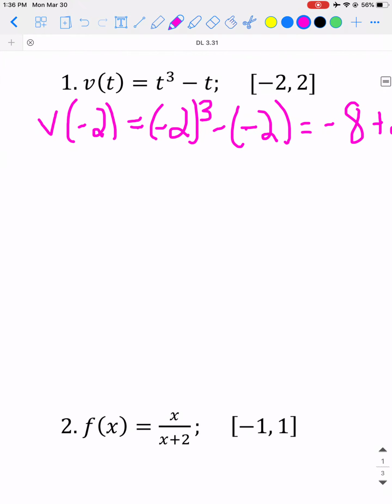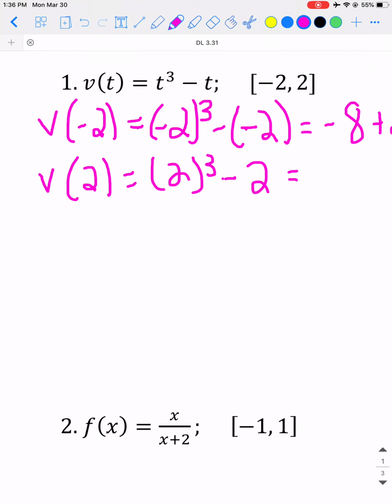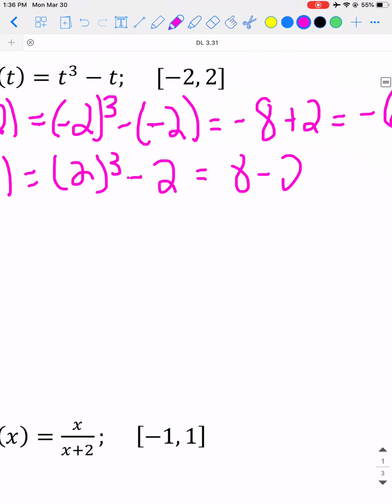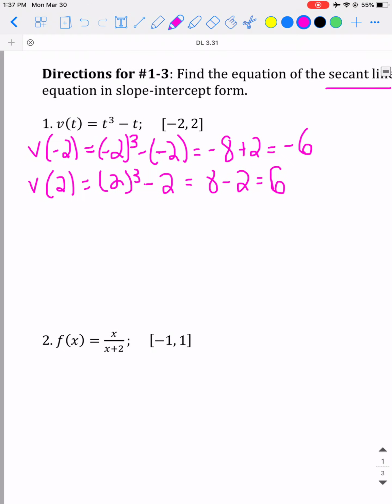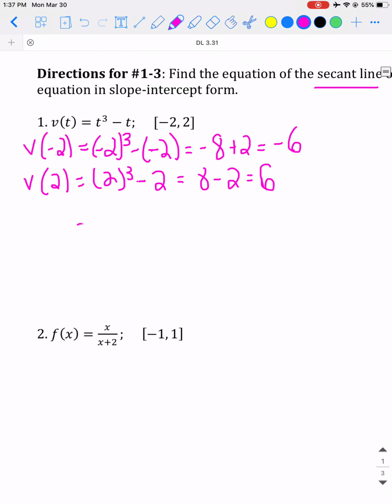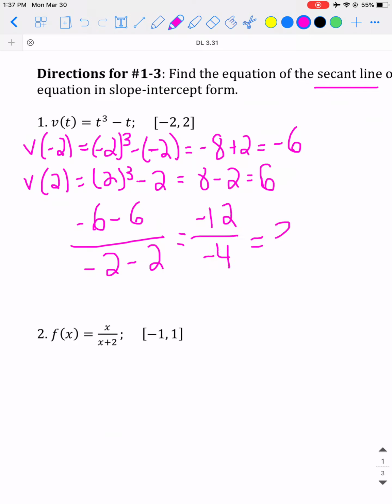Then I'm going to have to find v of 2, which is going to give me 8 minus 2, which equals +6. Now that I have x and y values, I can go ahead and find the average rate of change. So -6 minus 6 over -2 minus 2 will give me -12 over -4, which equals 3. This is the average rate of change between these 2 points, which is also the slope of the secant line.